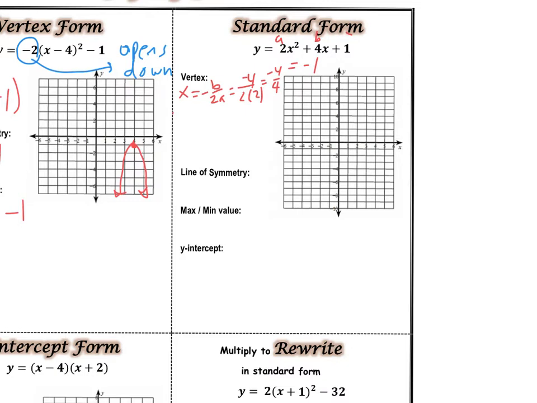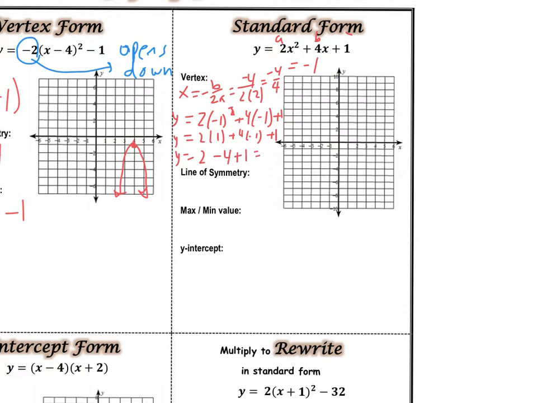So then for the y value, we're going to go ahead and take that x value and we're going to plug it in for every x in the function. So 2 times -1 squared plus 4 times -1 plus 1. And so we're going to do PEMDAS. So we would do -1 squared is actually +1. So we got to do my exponents first. Then we're going to do multiplication. So 2 times 1 is 2. 4 times -1 is -4 plus 1.